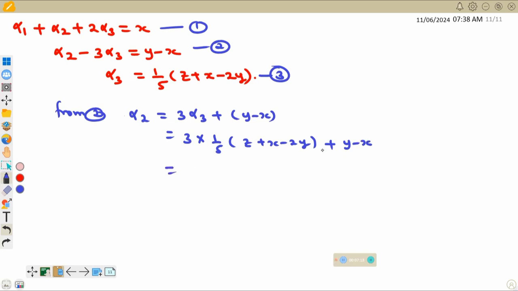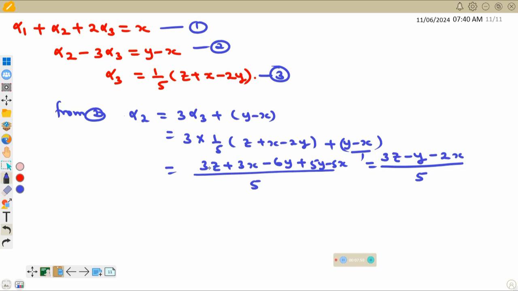So we can obtain the LCM here, which will be 5. So this will be 3z. This times this will be 3x. This times this will be minus 6y plus, so we shall multiply the 5 here. 5 divided by 1, we shall get 5 times this. So this is 5y minus 5x. So let us try to simplify this.